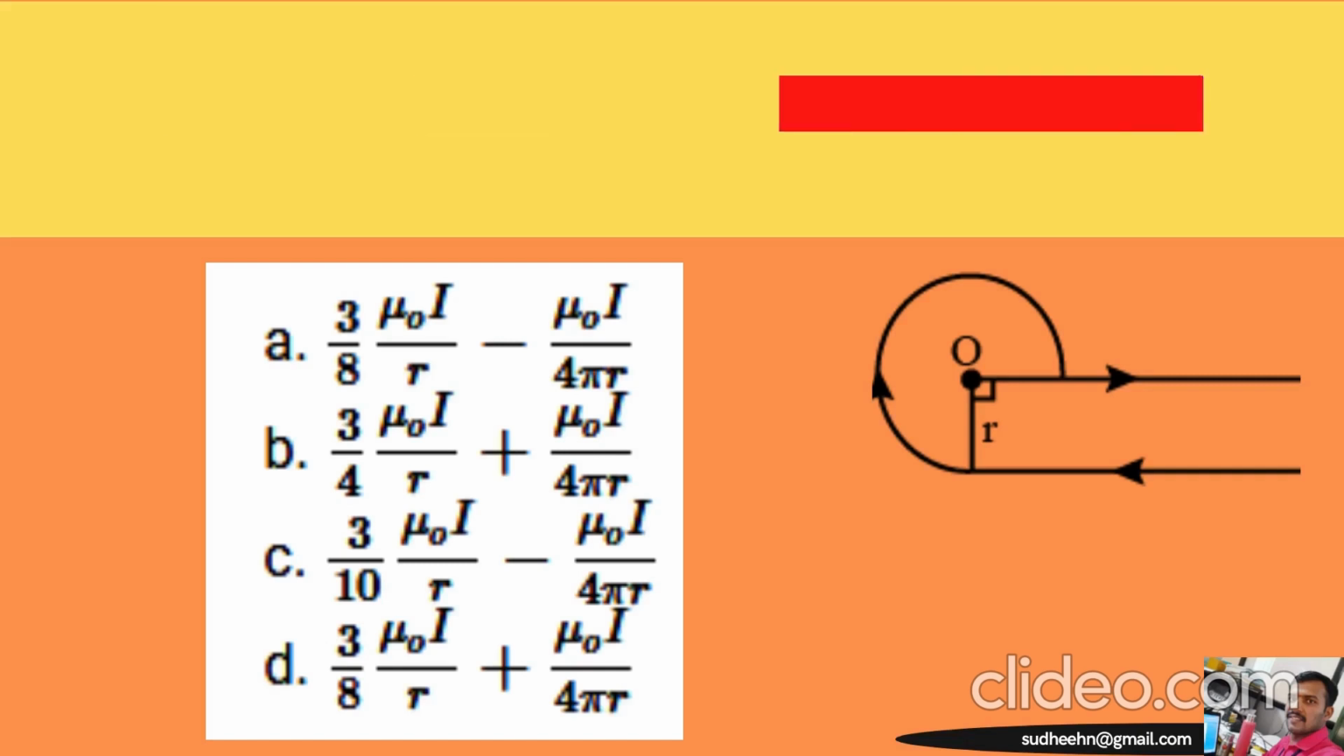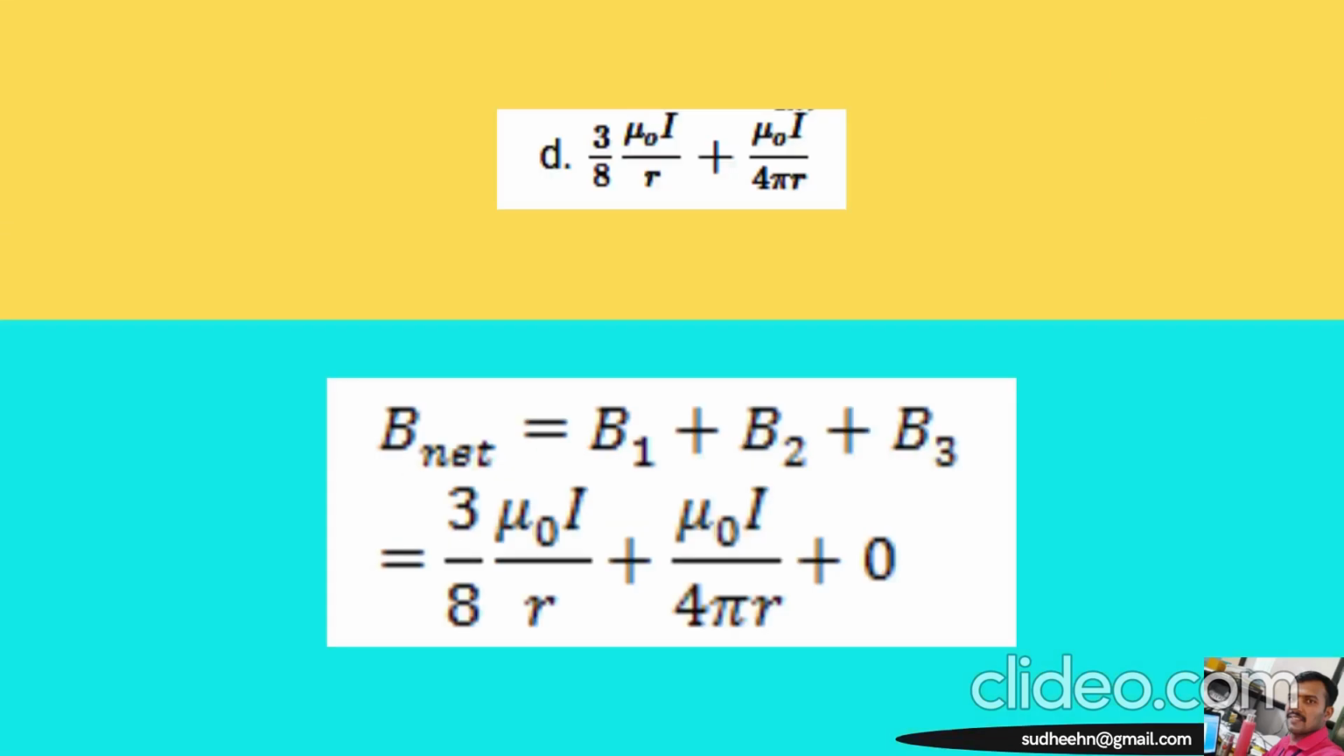And option D: 3/8 μ0I/R + μ0I/4πR. And in this, the right answer is option D, that is 3/8 μ0I/R + μ0I/4πR. This is by using the equation net B = B1 + B2 + B3, and B3 is 0, and the remaining value we are getting as per option D.